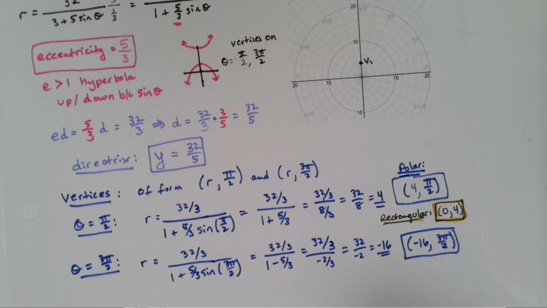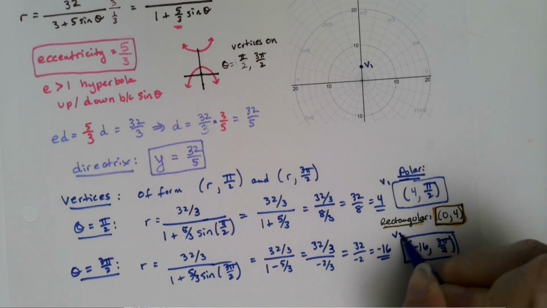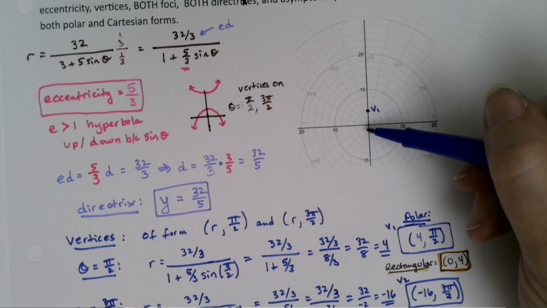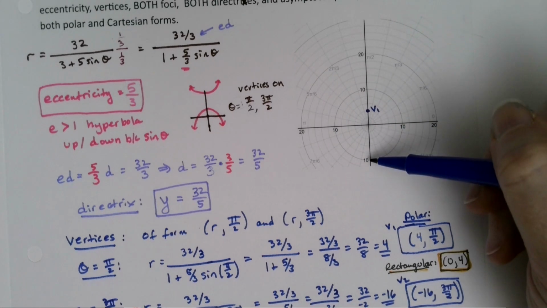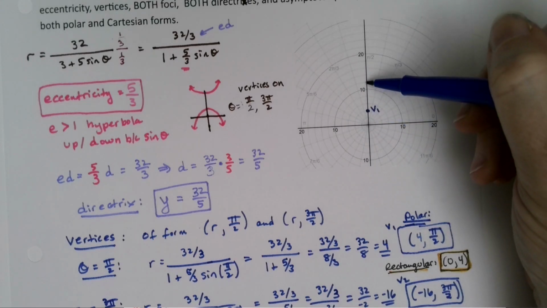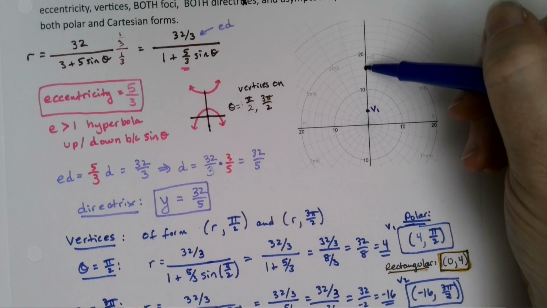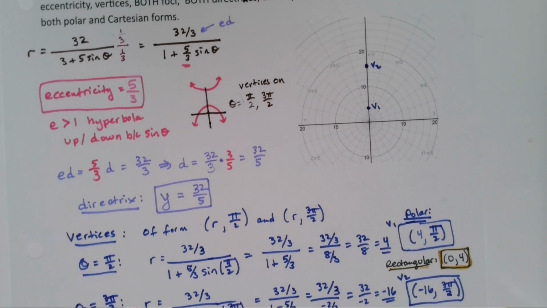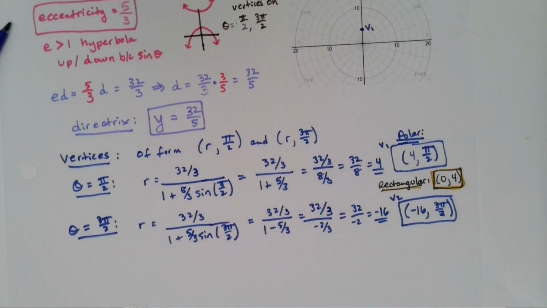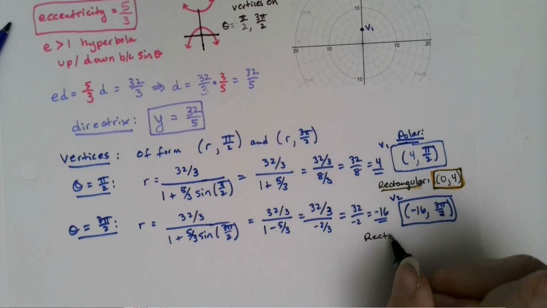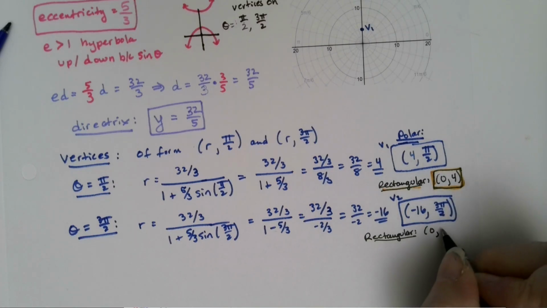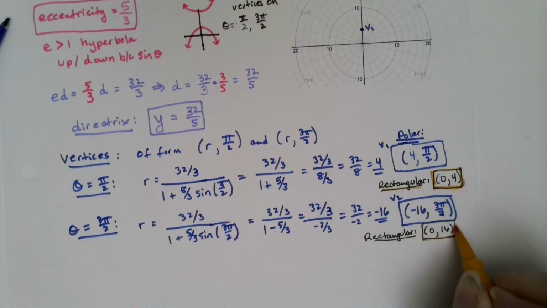All right, let's think about where that is. So this is V1, this is V2. Okay, so 3 pi over 2 is here, but then we're going backwards. We're going negative 16, which means instead of going down 3 pi over 2, we're going up. So there's 10, 12, 14, 16. There's vertex 2. If I want rectangular for that one, I can fit it in right here. The rectangular would be 0, 16.